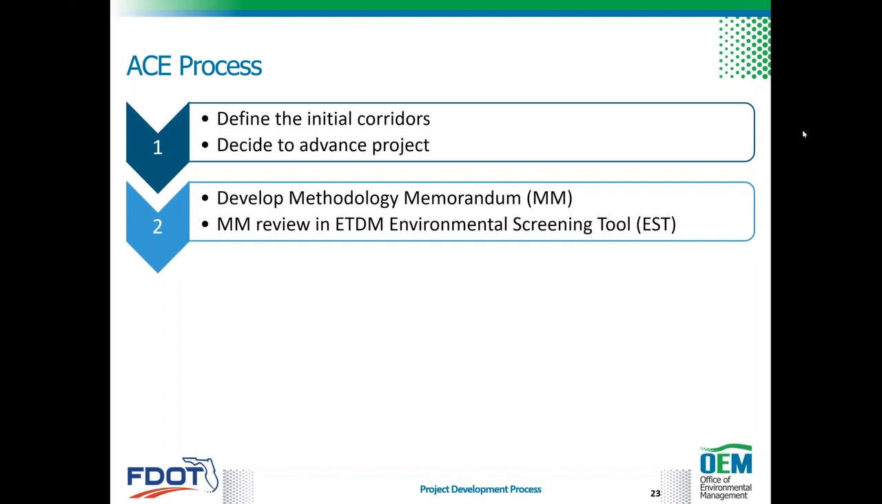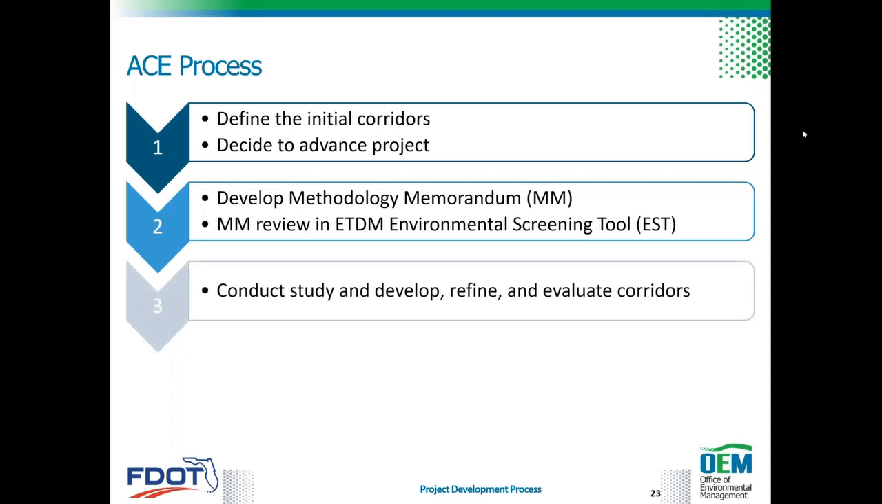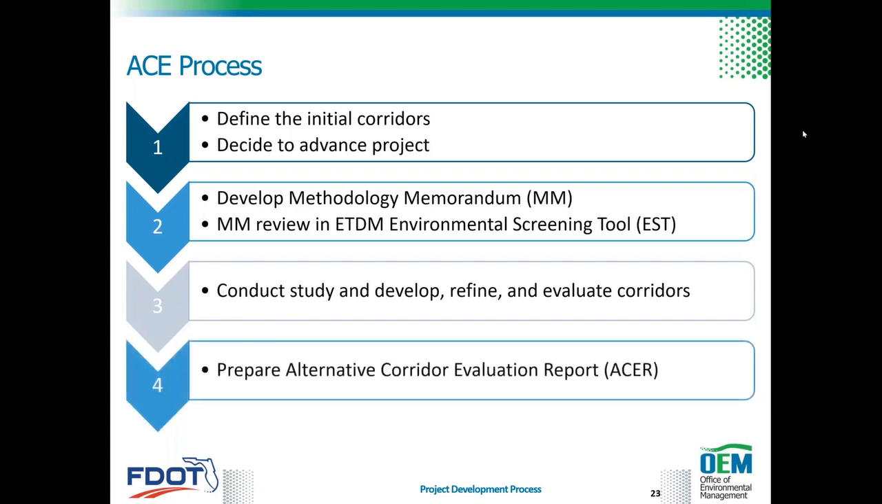So first, the initial corridors are defined and decided to advance the project. The next step would be to develop the methodology memorandum, the MM, identifying the project goals, initial corridors, and methods for evaluation. The third step would be to conduct the study and refine corridors based on the MM, or methodology memorandum. And lastly, prepare the ACE corridor evaluation report, or ACER, with results and corridor recommendations for further study.